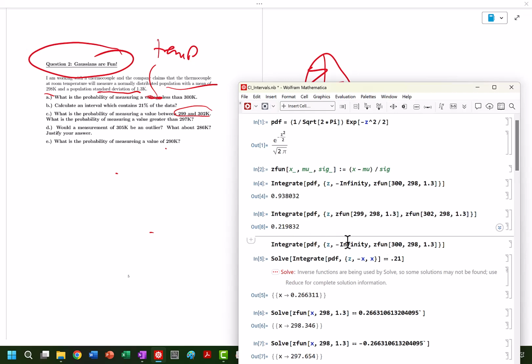What about greater than 297? So we can take this. I should just move the Z function over. So we're doing greater than. So this is going to be 297. This better be greater than 0.5. Infinity.